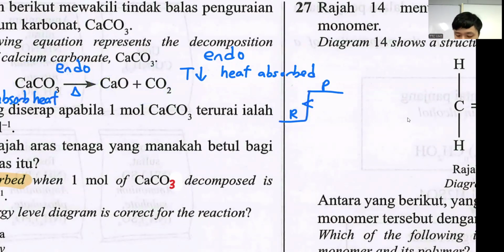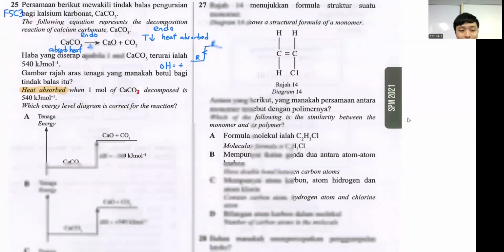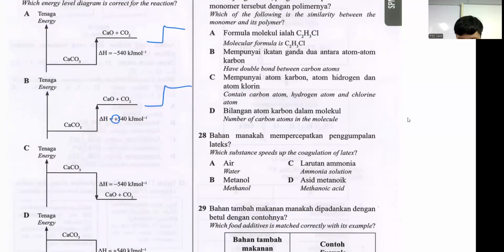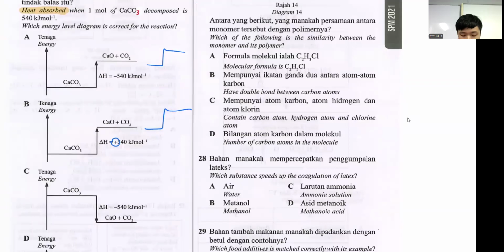And one more thing, don't forget, the reaction of heat absorbing, for delta H, always remember, delta H is a positive sign. So you find A and B graph is correct. The sign must be positive. So the answer is B. Always reactant less than product for endothermic, for heat absorbing. Okay?